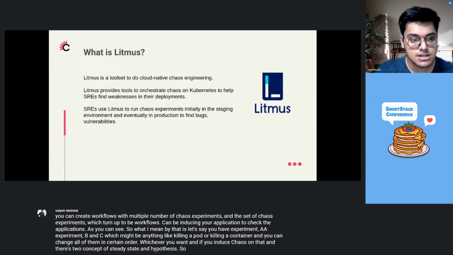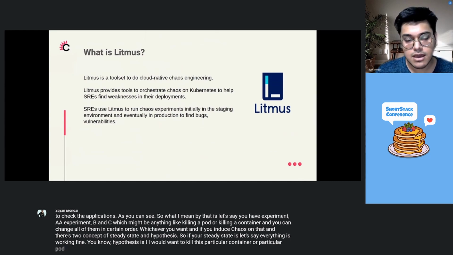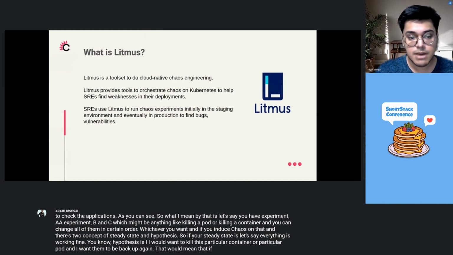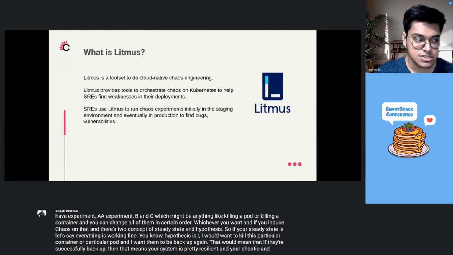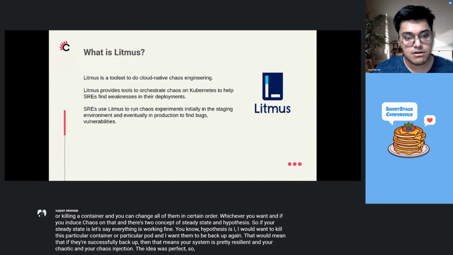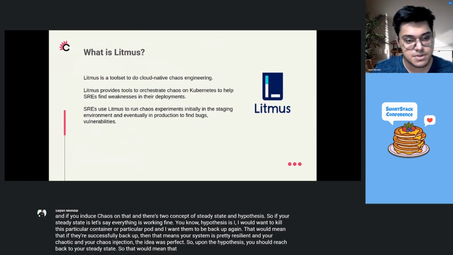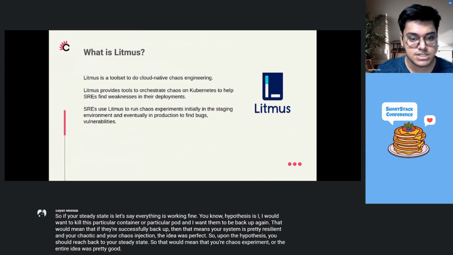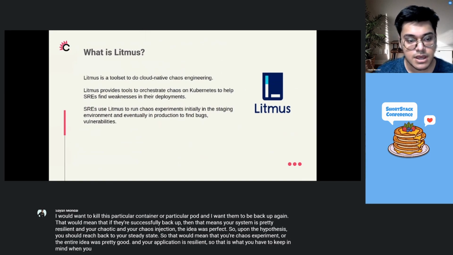So if your steady state is, let's say, everything is working fine, and your hypothesis is, I would want to kill this particular container or particular pod, and I want them to be back up again. That would mean that if they're successfully back up, then your system is pretty resilient, and your chaos injection, the idea, was perfect. So upon the hypothesis, you should reach back to your steady state. That would mean that your chaos experiment, the entire idea, was pretty good, and your application is resilient. So that is what you have to keep in mind when you do chaos engineering, and Litmus enables you to do all those things.